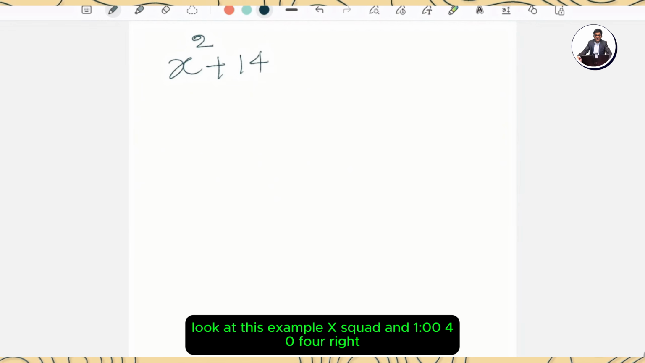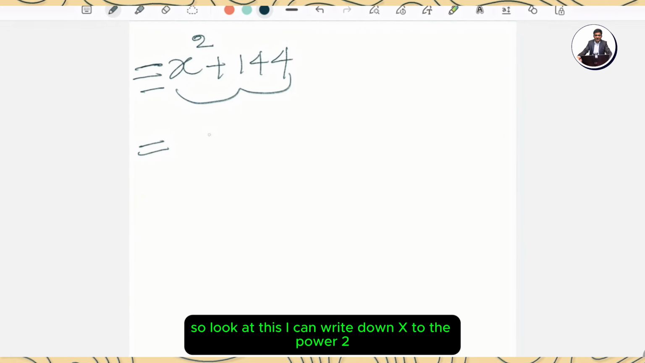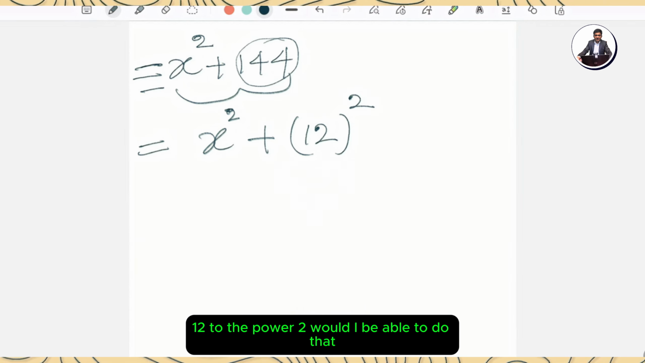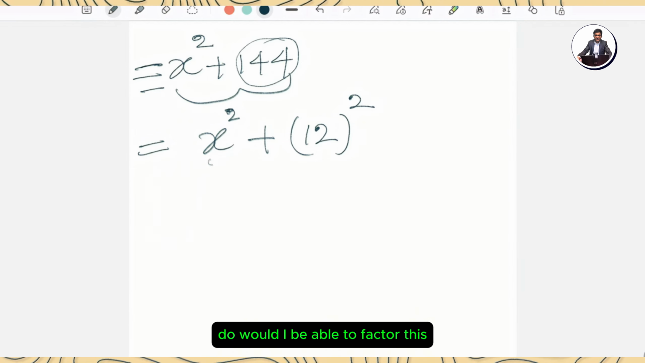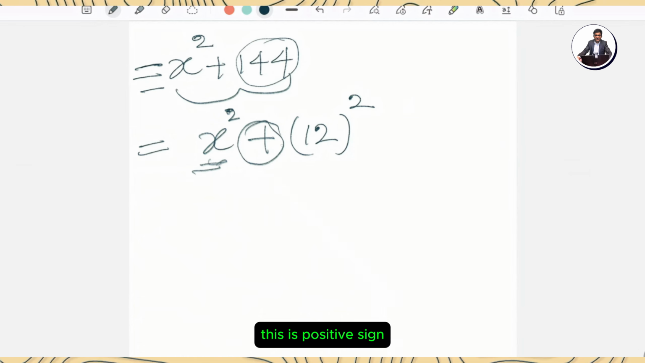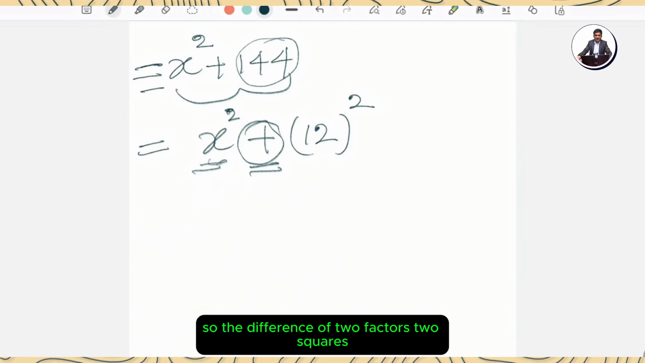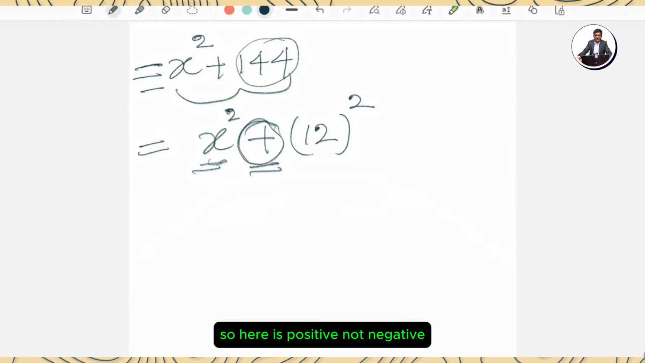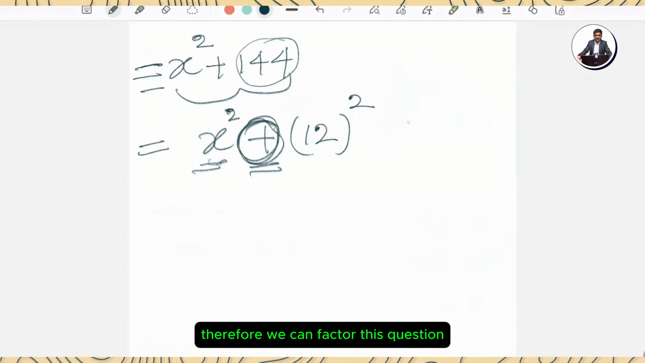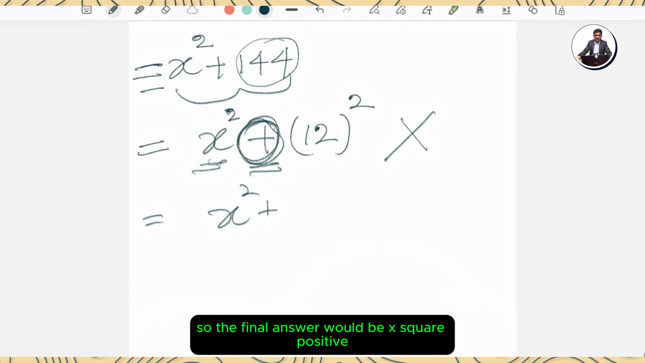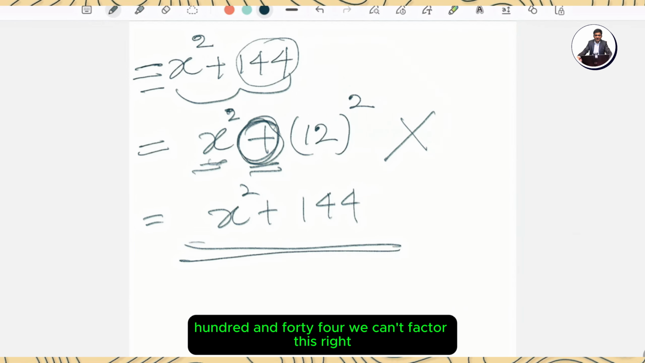x squared and 144. So look at this. I can write down x to the power 2, and 144 I can represent as a perfect square of 12 to the power 2. Would I be able to factor this? No, because this is a positive sign. We are talking about the difference of two squares. So here it is positive, not negative. Therefore, we can't factor this question. So the final answer would be x squared positive 144. We can't factor this, right?